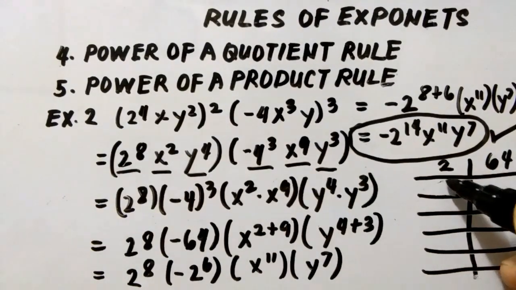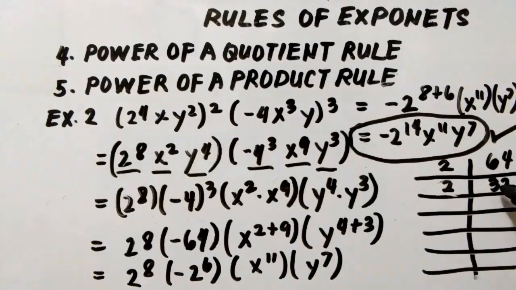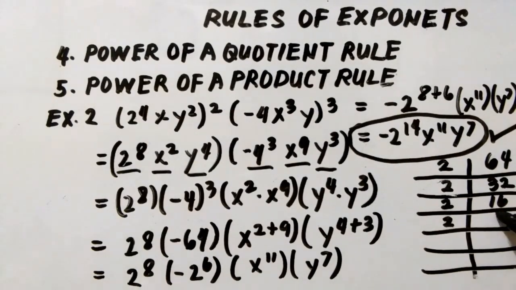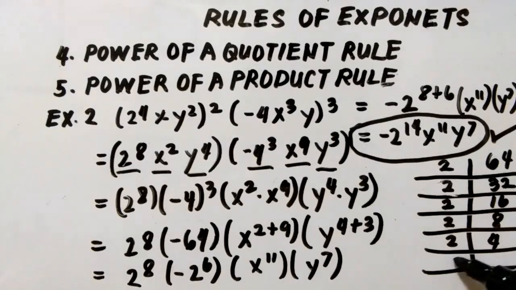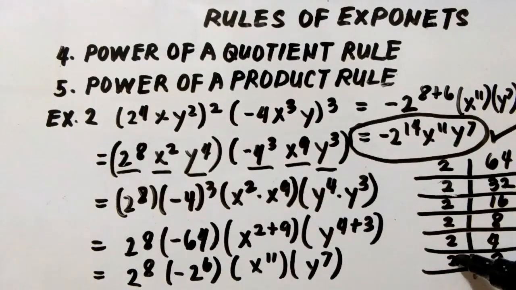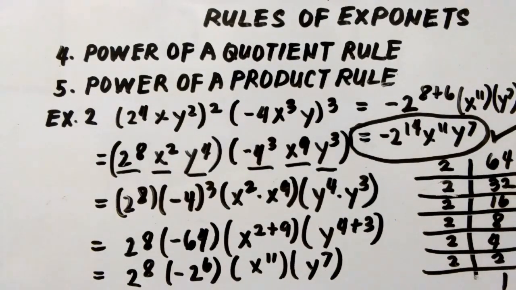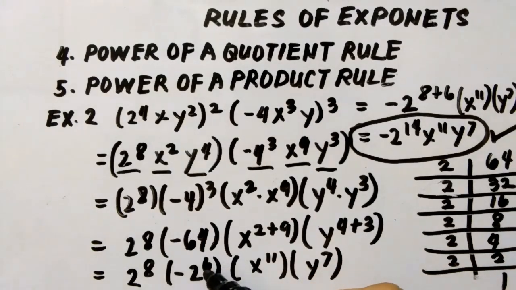64 divided by 2 is 32. 32 divided by 2 is 16. 16 divided by 2 is 8. 8 divided by 2 is 4. 4 divided by 2 is 2. Wala na po yan dito. Bilangin po natin, 1, 2, 3, 4, 5, 6. So, 6. Kaya, naging 2 to the 6 po ito.